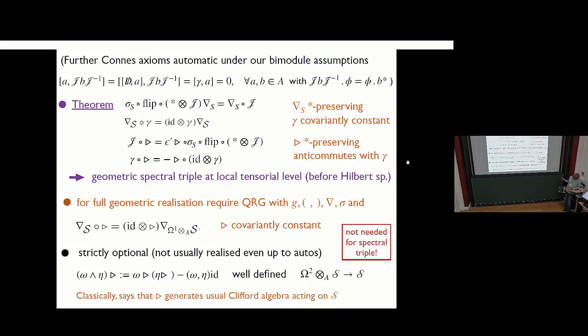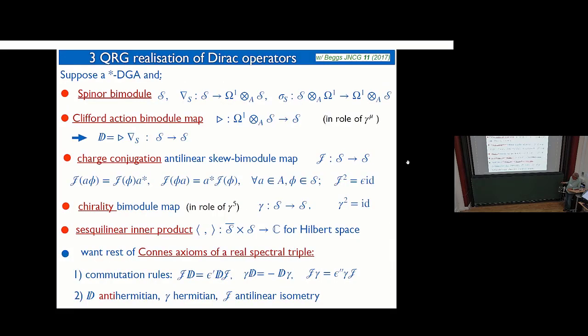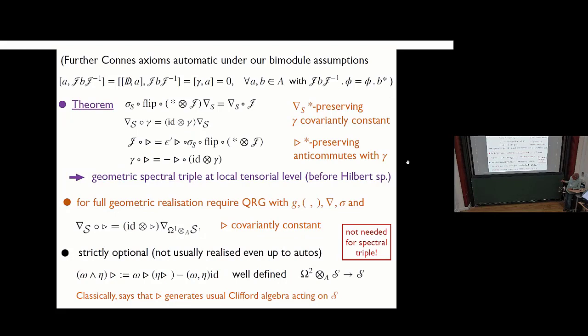Anyway, you need some very nice geometrical properties on this data in order to obtain all of this part of Connes' axioms. This is the part before you look at any analysis, and so this is what I call a local spectral triple, before you consider the Hilbert space. And this is very natural. This is exactly like a star-preserving connection, but with J in the role of star.